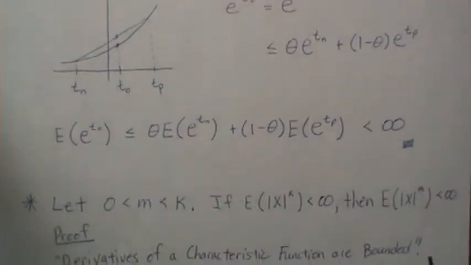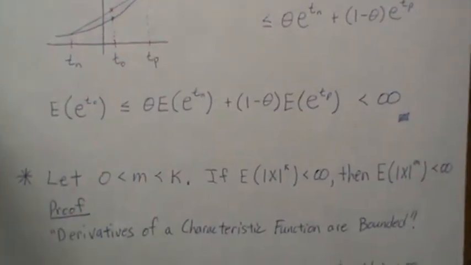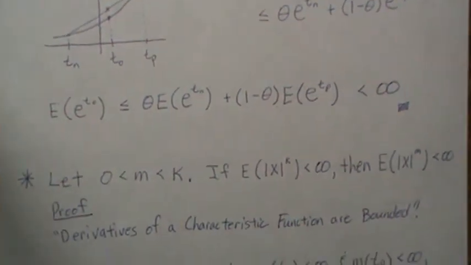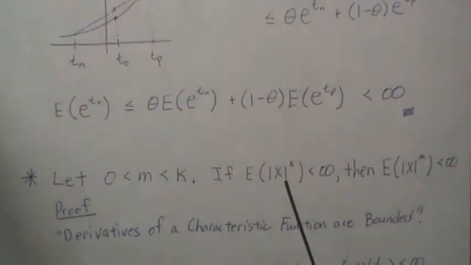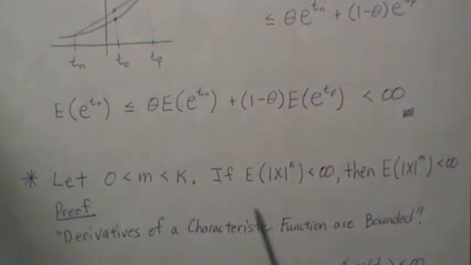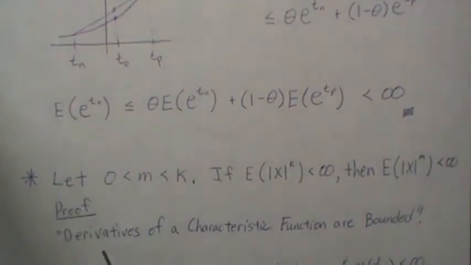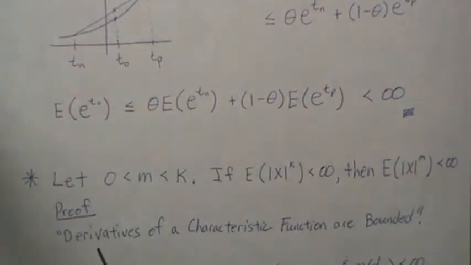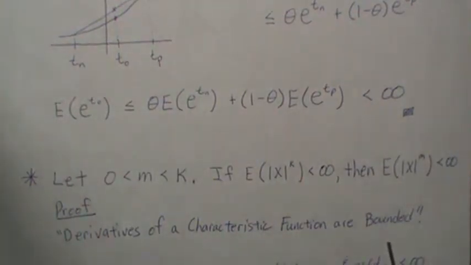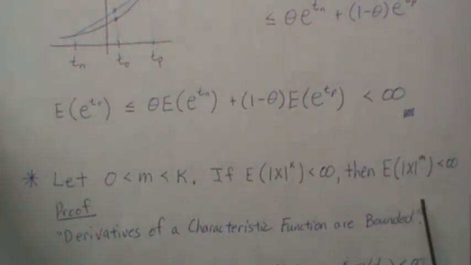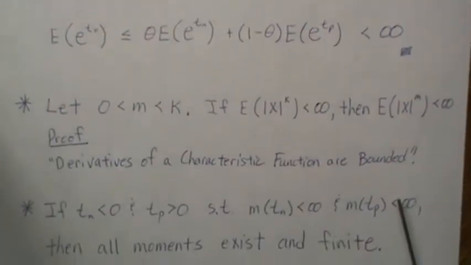Now let's look at another piece that we need to have: if the kth moment is finite, then every moment below k is finite. And I proved this in a video I put out, derivatives of a characteristic function are bounded. So you'll find that proof. It's very simple and short.